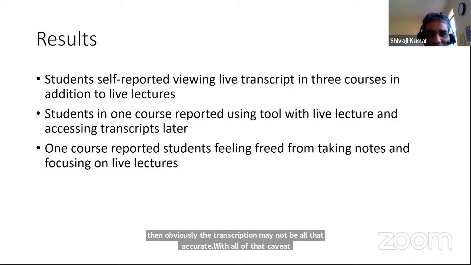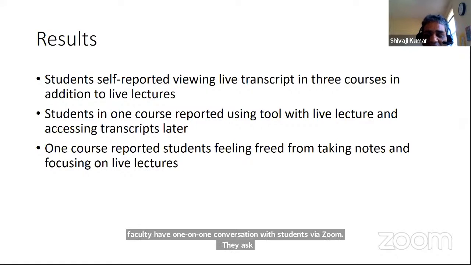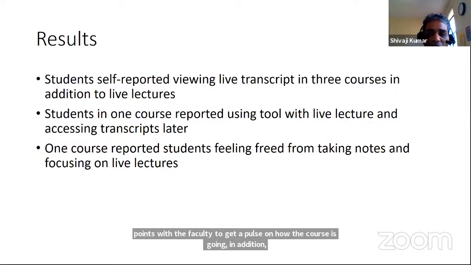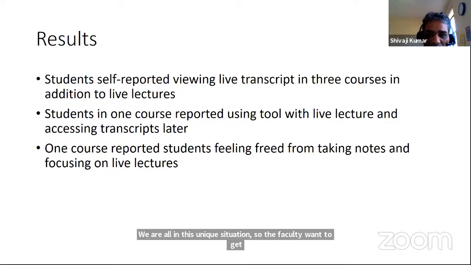So in three courses, students reported themselves, and these are reports coming from when faculty have one-on-one conversation with students via Zoom, right? So they ask how's the course going, and there are different touch points of the faculty to get a pulse on how the course is going, in addition to the formal course evaluation, right? We are all in this unique situation. So the faculty want to get a pulse from the student as to how the course is going.